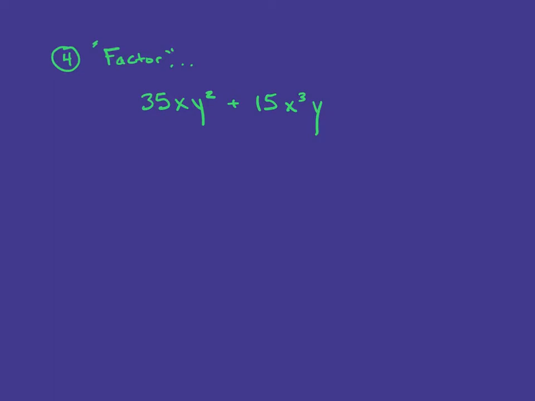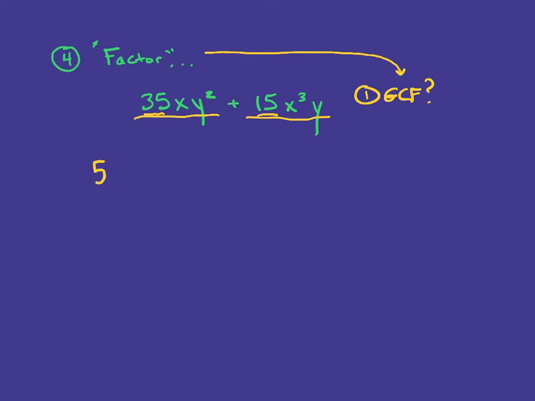Number 4, factor. We've got 35x y squared plus 15x cubed y. Anytime that you see a direction asking you to factor, you'll want to check to see if there's a greatest common factor. First of all, I mean, that's all that we're doing in this section, but as time goes on, we do more and more factoring. Keep in mind that we want to see if there's something that we can take out, something that's common right at the beginning. And if you look at both of these terms, if you look at the numbers, just the numbers themselves, 35 and 15, hopefully you can spot something that's common to both of them.